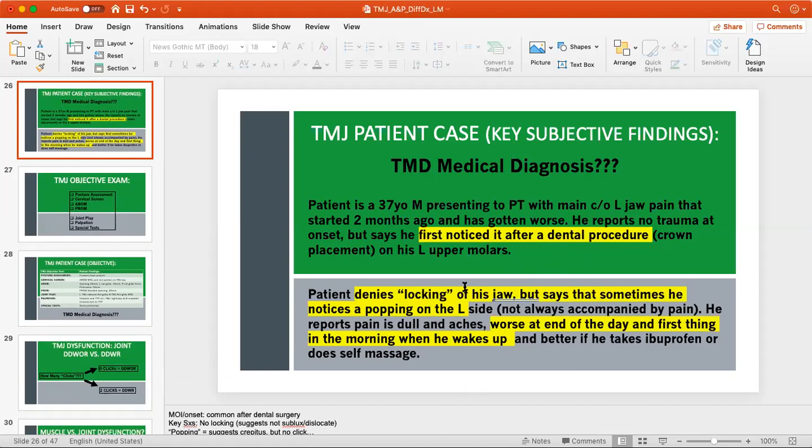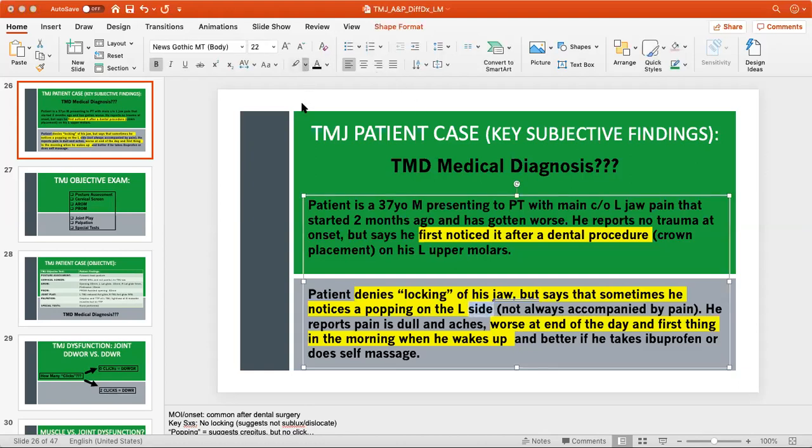Denies locking of the jaw, so we're not thinking that it's a joint dislocation or closed lock. In other words, we don't think it's locked shut. He has some opening. It's not locking completely. Says that sometimes he does notice a popping on the left side. Again, popping is not diagnostic, but that might clue us into a joint as being the culprit. Maybe. We got to see what our other objective findings are. Not always accompanied by a pain. And then worse at the end of the day and first thing in the morning.